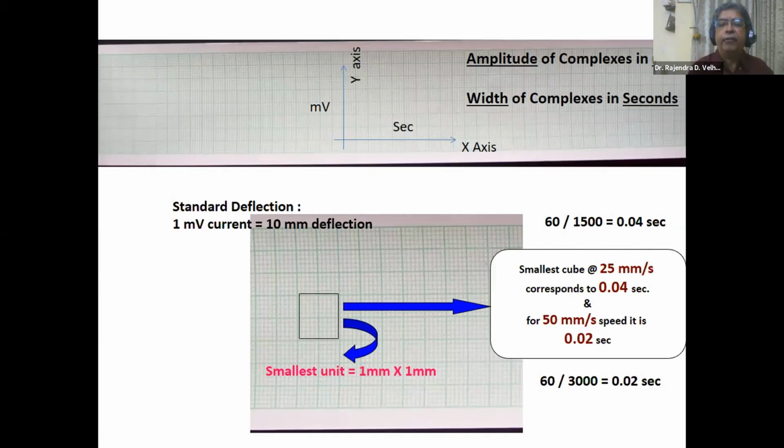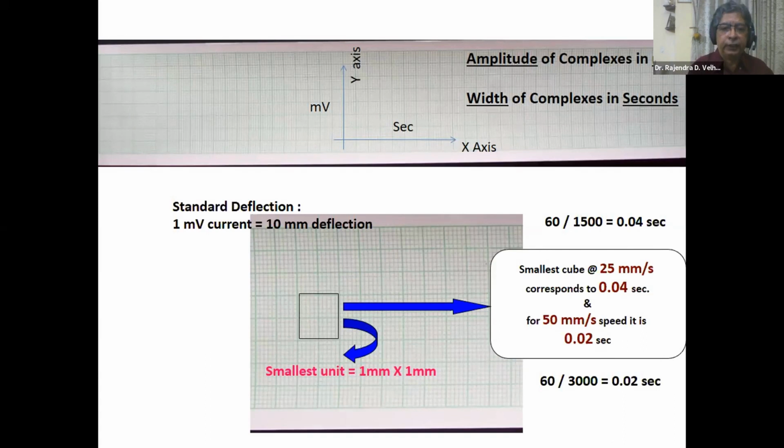And if it runs at 50 millimeter per second, the width of each cube will be 60 divided by 3000, that is 0.02 seconds. So the width of each cube will be 0.02 seconds. So when the complexes are recorded on the ECG roll paper, along the width, or along the x-axis, we will be measuring the width of the complexes, and that will be measured in seconds.